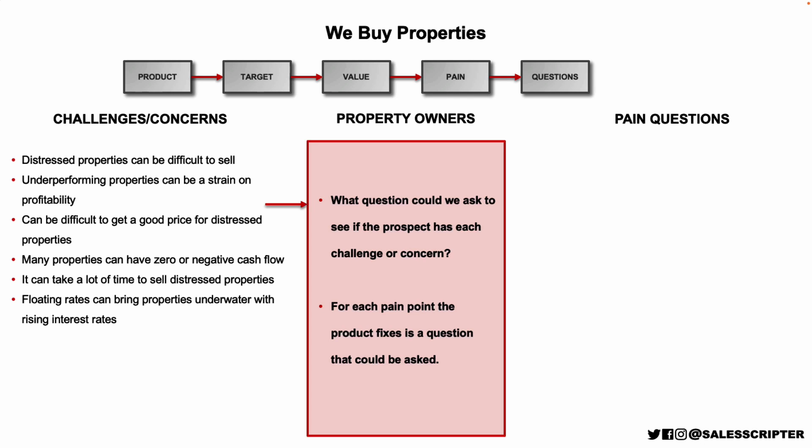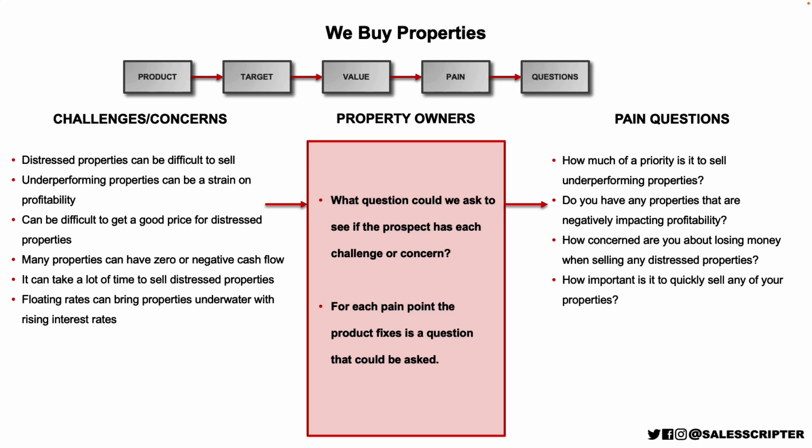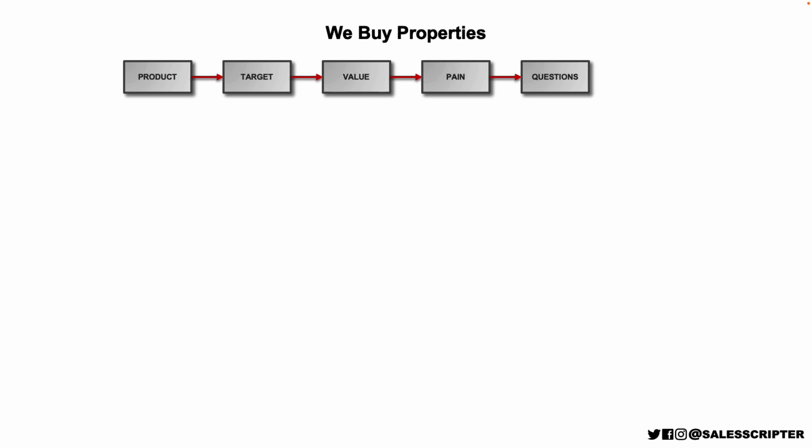So we can go through these one at a time and come up with the questions of how much of a priority is it to sell underperforming properties? Do you have any properties that are negatively impacting profitability? How concerned are you about losing money when selling any distressed properties? How important is it to quickly sell any of your properties? How concerned are you about how rising rates is impacting your cash flow? And so if we came up with a good set of pain points, that probably is a good set of pain questions that we can ask in our cold call script.